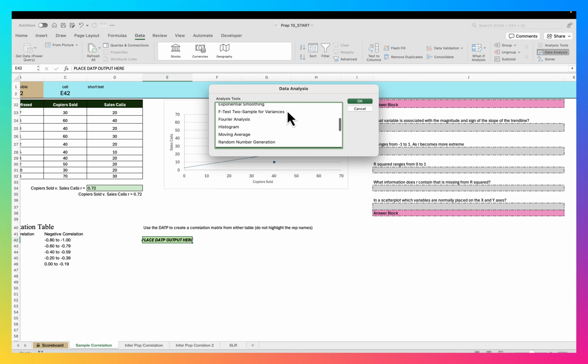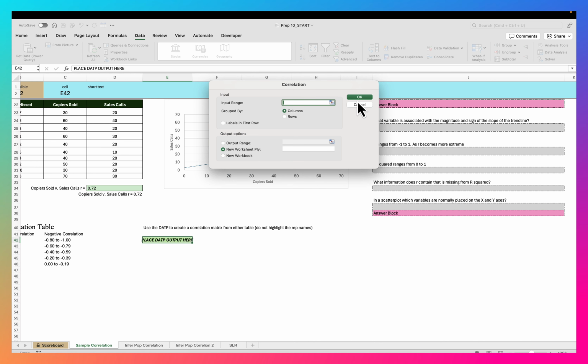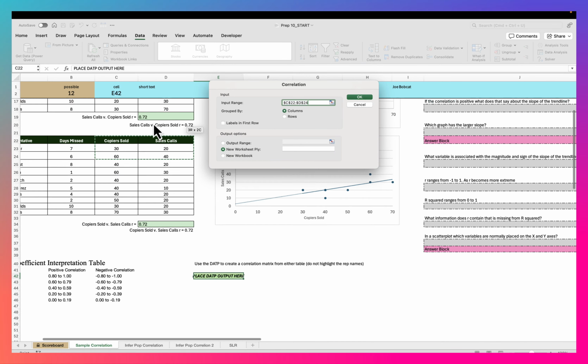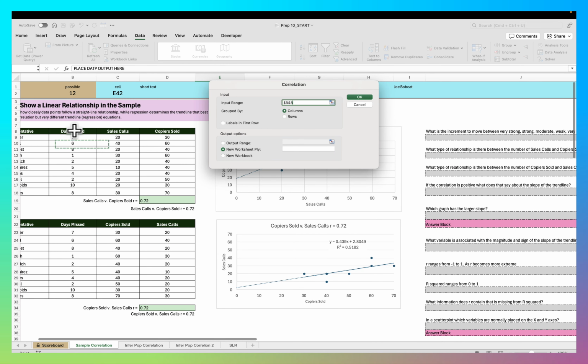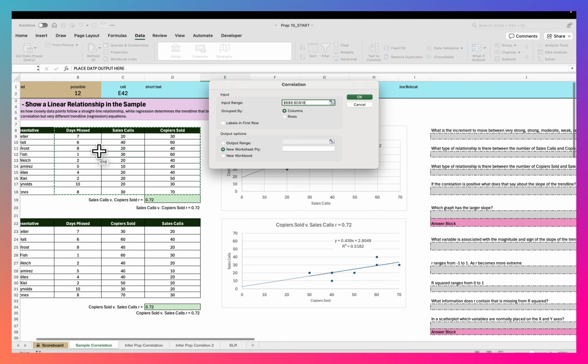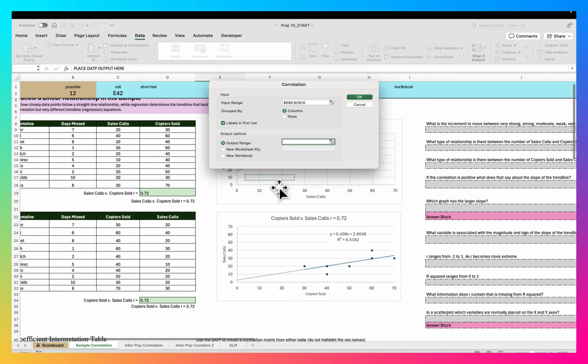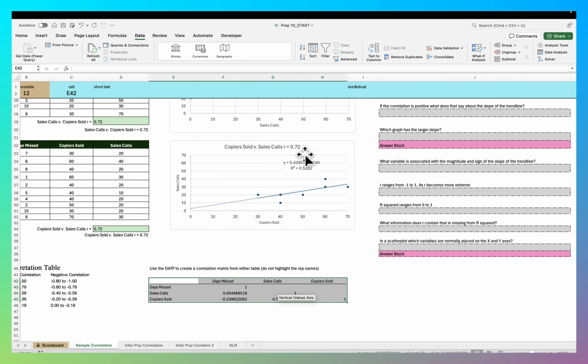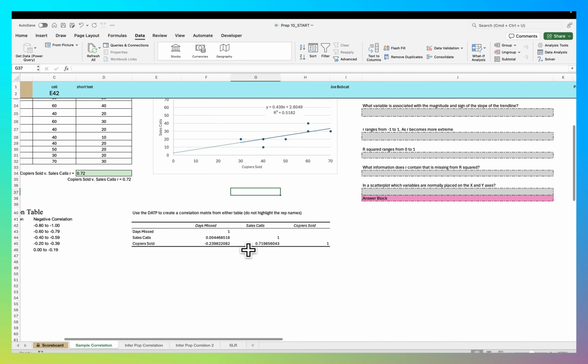Okay, so we are doing correlation. And the input range is going to be, actually let's do it from the first one, though it doesn't actually matter, we can pick either one. Notice that I am selecting the column headings and the data, but only for the columns that have numbers in them, because correlation is all about numbers. In other words, I don't select the first column that has names. I choose labels in first row because I did select the column headings, and then my output range is going to be right there. And this creates a correlation matrix that shows me how things correlate.